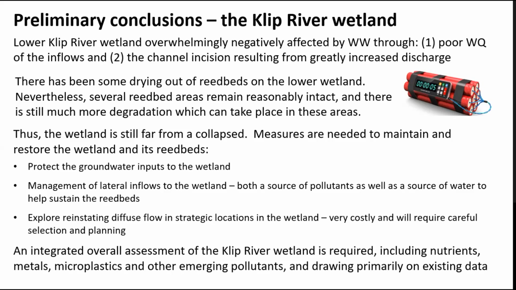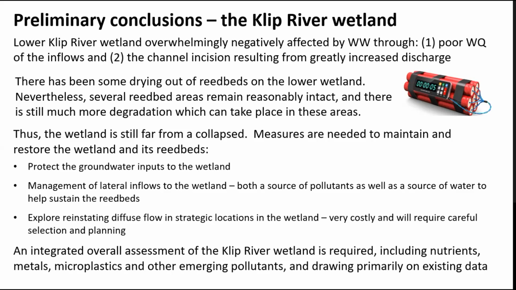And I think maybe one of the most important take-home messages is there's still a lot more degradation that can take place. So the wetland is certainly not, as some predicted, it certainly hasn't reached the point of the lower portion of what we would describe as collapse. And just based on the preliminary evidence, it looks like there's some key measures that one could identify to maintain and restore these reed beds.